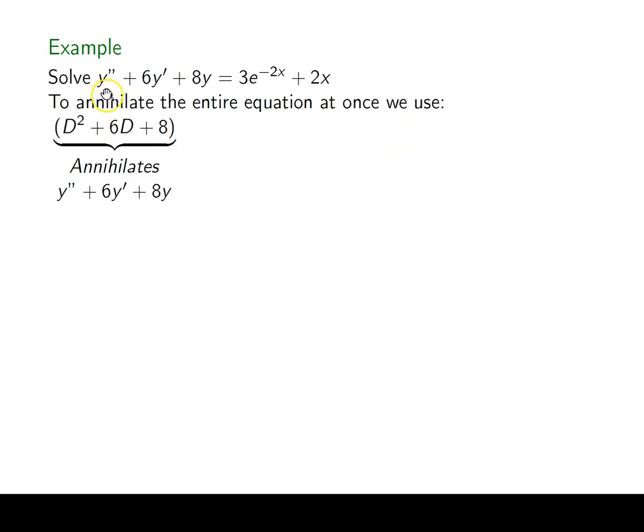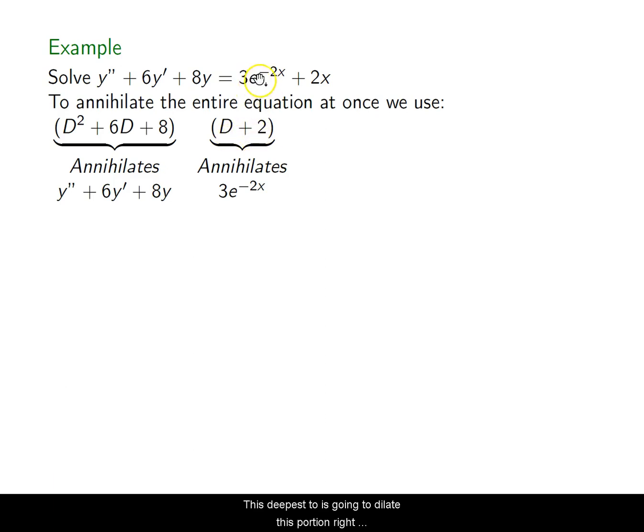So in order to annihilate this, I get the d squared, the 6d, because that is the differential. Here, there's no differential for this part, so we just add plus 8. So I get this polynomial equation. This is going to annihilate that first part. This, d plus 2, is going to annihilate this portion, because this annihilates e to the x's.